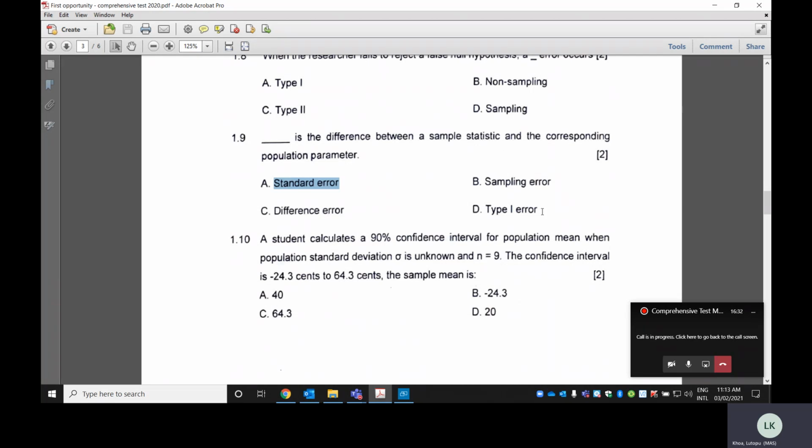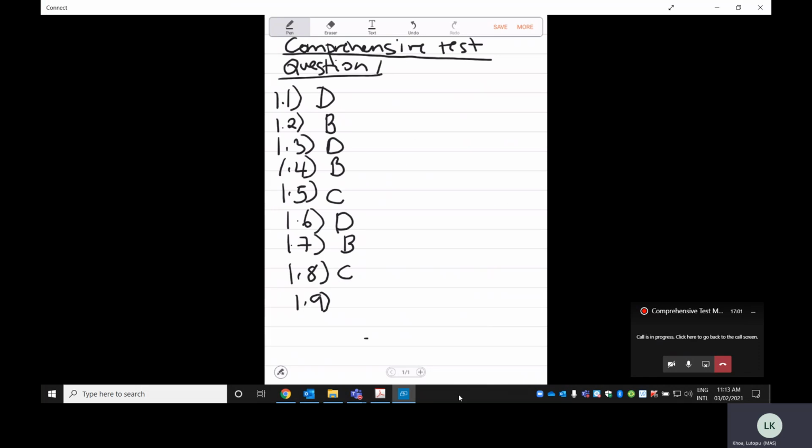We defined it above. It's not a type 1 error. We defined it in the previous question. Not a difference error, it is actually a sampling error, because this has to do with the sample. So your sample does not give you the actual value in the population. So that difference comes because of the sample that you picked. So each sample that you pick will give its own sampling error. So 1.9, the answer is B.